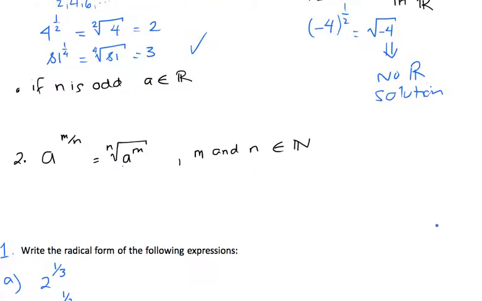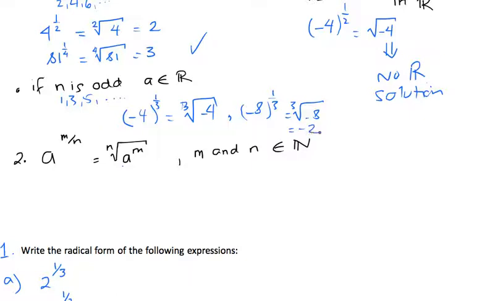Now, if n is an odd number, so if n is 1, 3, 5, 7, and so on, then a can be any number. For instance, if you have negative 4 to the power of 1/3, I'm going to choose a hard number here. Now, you can take the cubic root of negative 4. Another example, if you have the cubic root of negative 8, that's a better example, because we can have a nice solution for this one. You can take the cubic root of negative 8, which is equal to negative 2. So it would work.